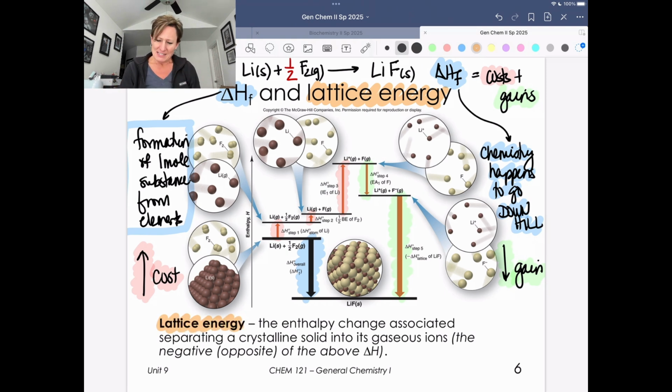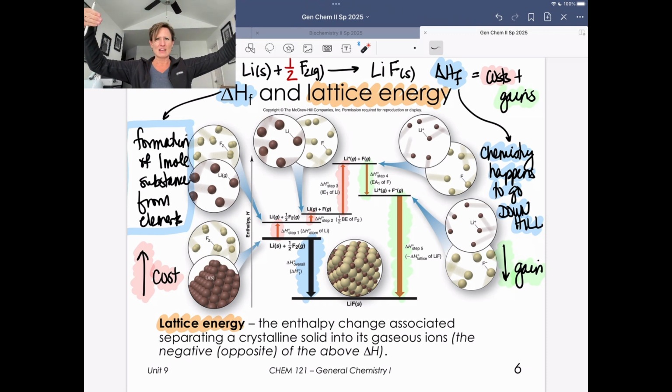We define lattice energy. Lattice energy is actually going to be the opposite of this arrow. This arrow goes downhill. That's energy that's a gain. We define lattice energy as the energy or the enthalpy change associated with taking a crystalline solid, that's an ionic compound, and separating those ions into the gas phase. Now that doesn't sound like something natural, right? You don't take and shake some salt out of your salt shaker. That's sodium chloride. That's a crystalline solid.